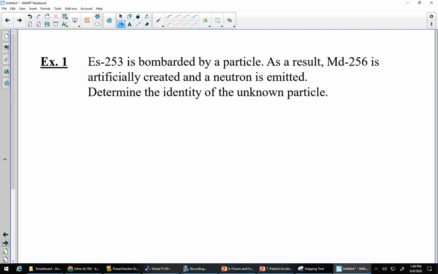Okay, so what we need to do is set this up in terms of a nuclear reaction or a nuclear equation. So let's see. We are starting with ES 253. Now I have no idea what the atomic number of that is, so let's take a second to look that up. Oh, there it is, atomic number 99. So that means it's got 99 protons plus a mystery particle. Cool, okay. This says that it's going to make MD 256 plus, what did it say there?